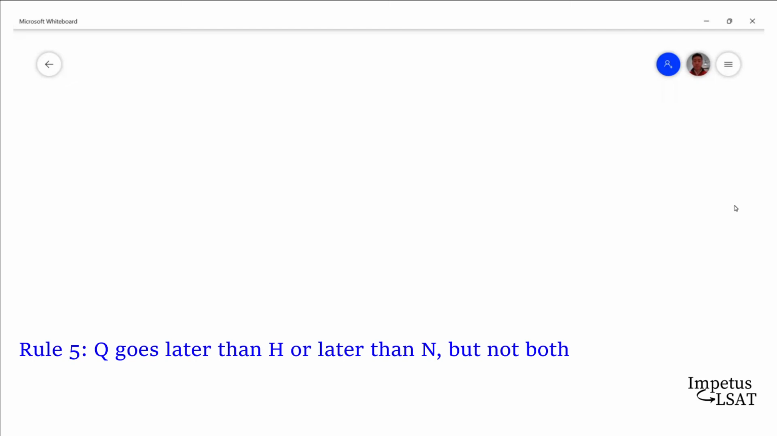And what we're going to do here is I'm going to first break it up into pieces. There's a lot of stuff going on in this rule, right? So whenever it gets complicated and you have trouble juggling things around, just break it up into smaller parts. So if you think about it, there's three main parts to this rule. We have Q goes later than H, Q goes later than N, and then we have but not both. So I'm going to diagram out each of those parts one by one.